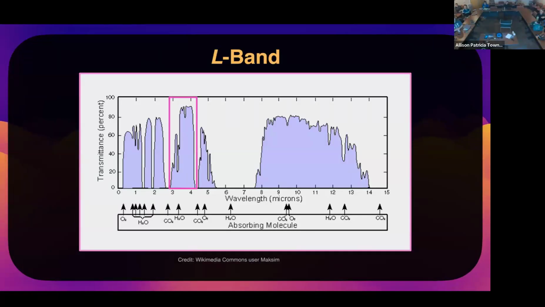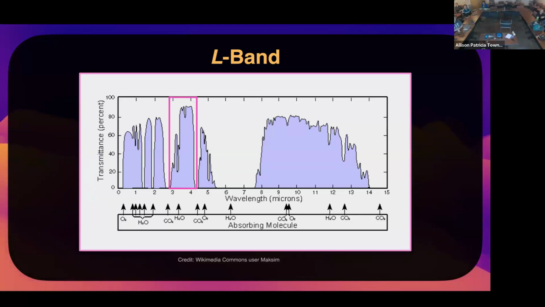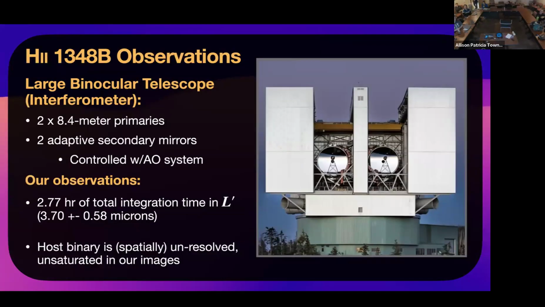Now I'm working with infrared imaging in the L or the L prime band. This is an atmospheric transmission window centered on about 3.5 to 3.7 microns. It's one of the good transmission windows in the infrared that we can observe from the ground, even though there are high background levels, which we mitigate with our image processing.